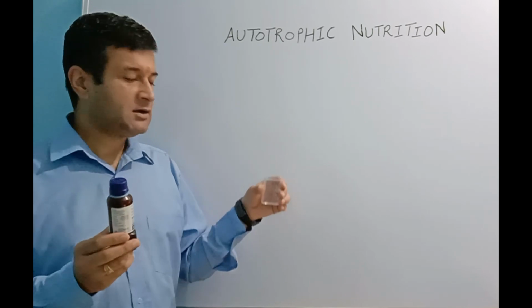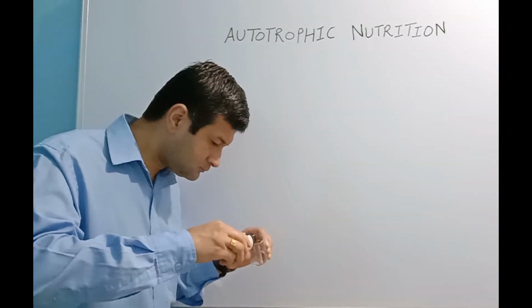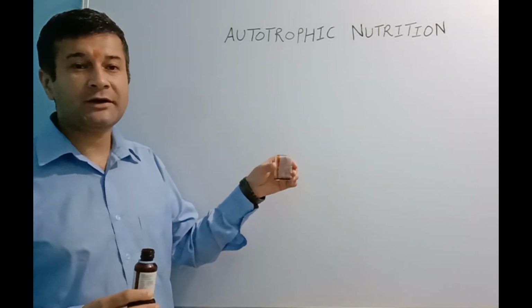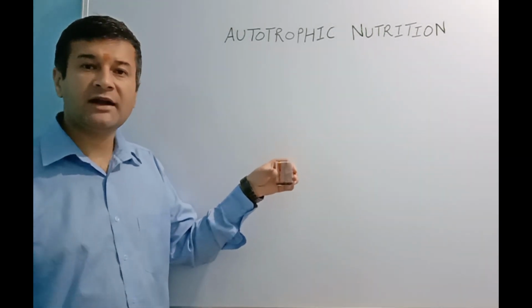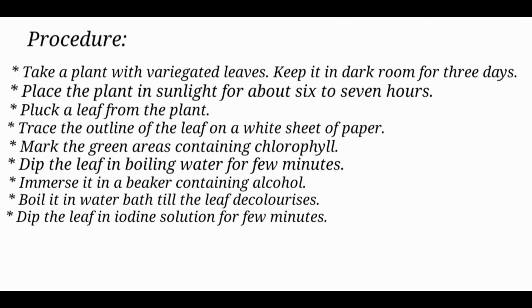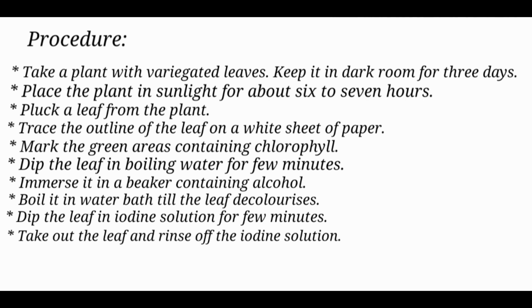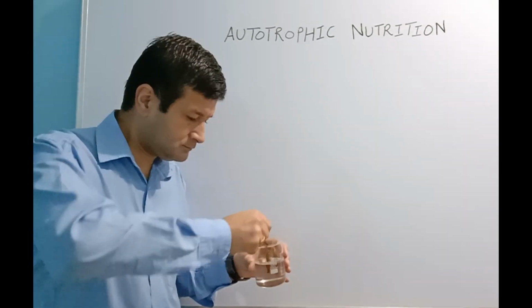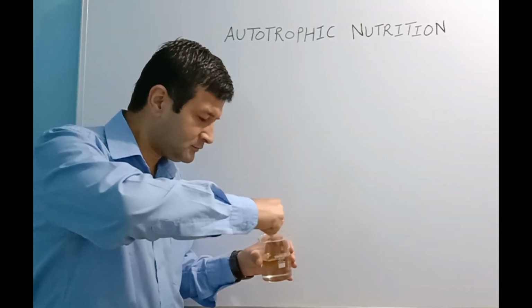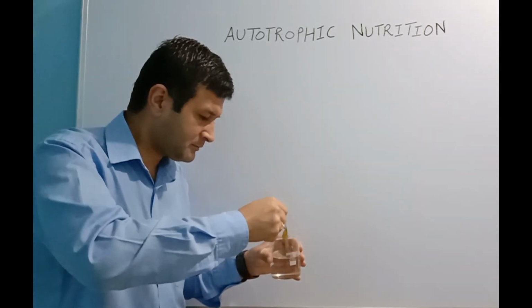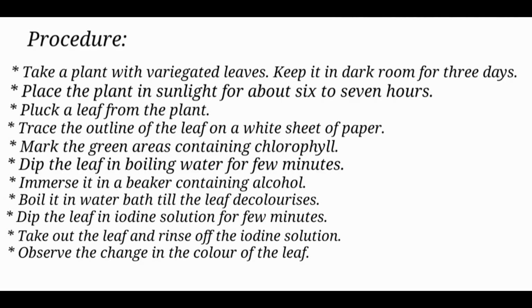I am taking iodine in this beaker. So I have taken iodine solution in this beaker and now I am going to immerse the leaf in iodine. Take out the leaf and rinse off the iodine solution. Now I will rinse the leaf in water. So I am rinsing the leaf in water to remove excess iodine. Observe the change in the color of the leaf.